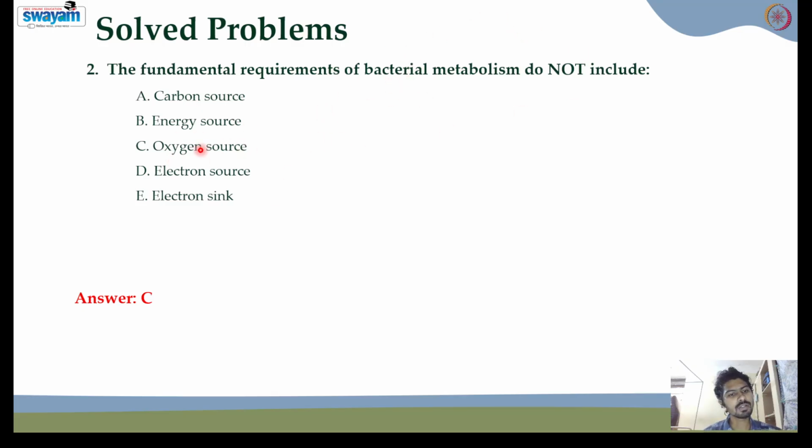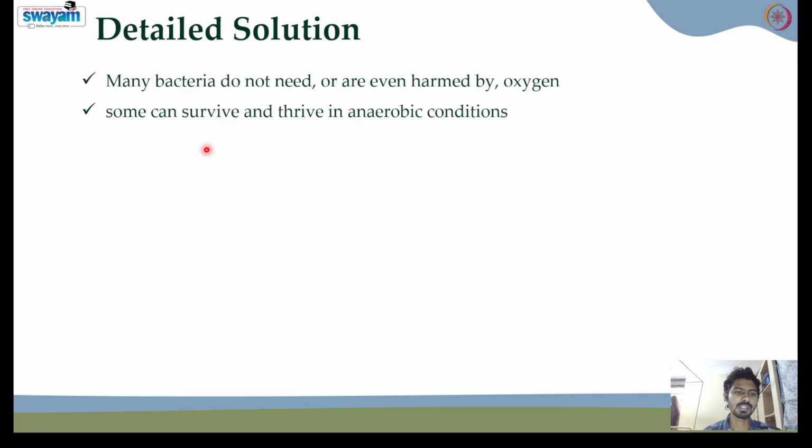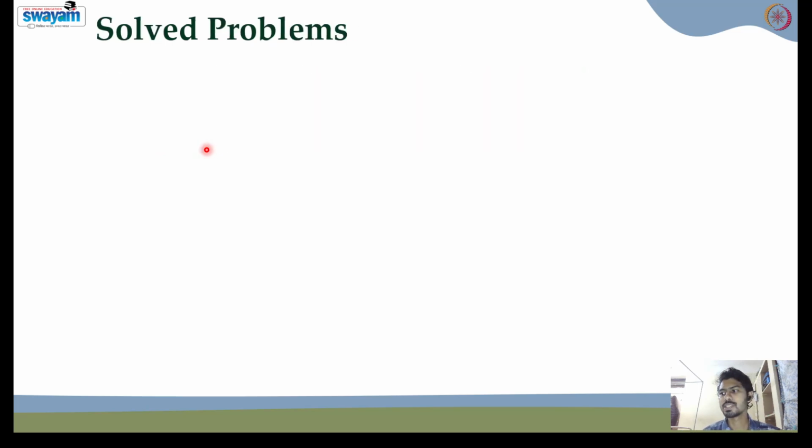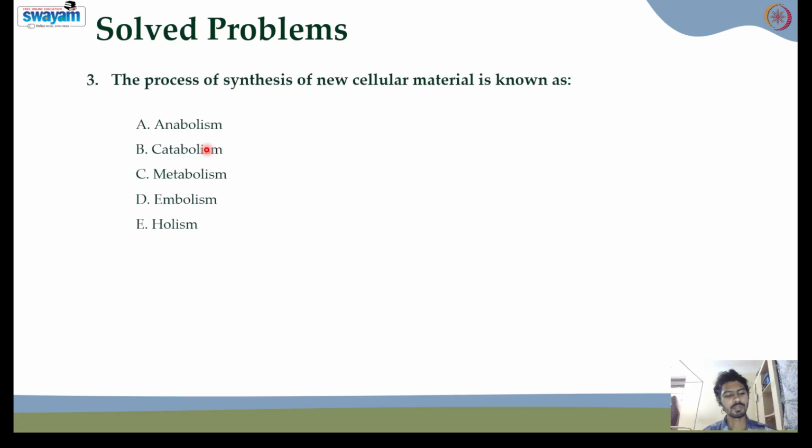And if you see oxygen, in case of anaerobic bacteria, oxygen source is not a fundamental requirement. So the oxygen source is the answer, option C. So we will see the next question. The process of synthesizing new cellular material is known as option A, anabolism. Option B, catabolism. Option C, metabolism. Option D, embolism. Option E, holism.